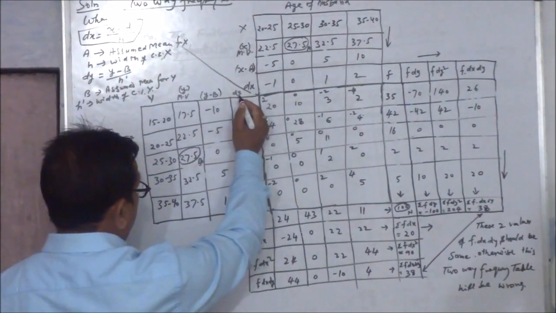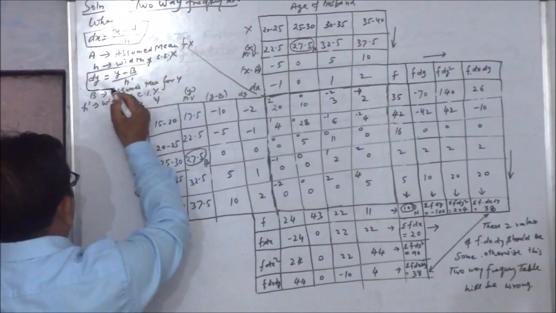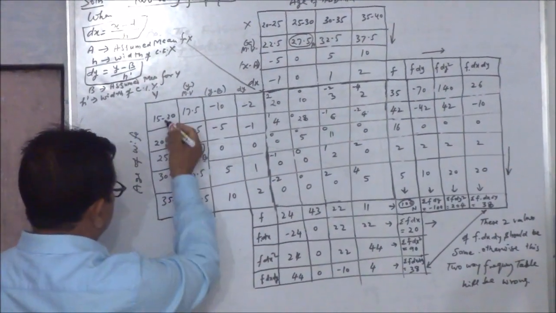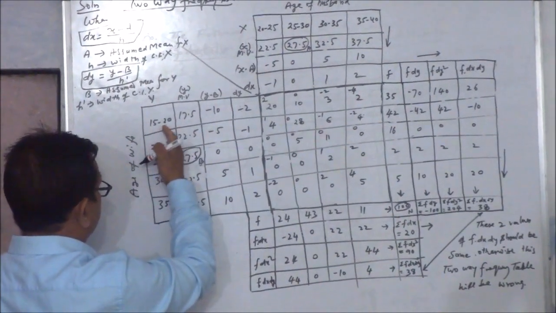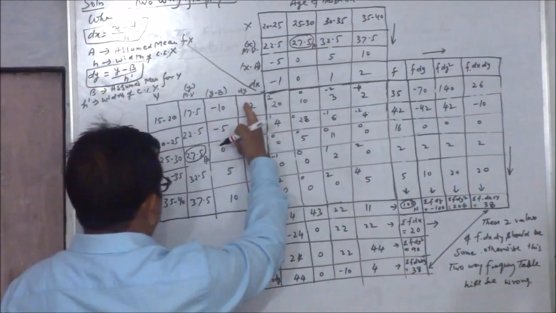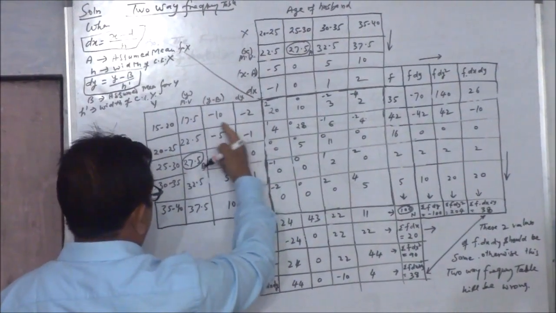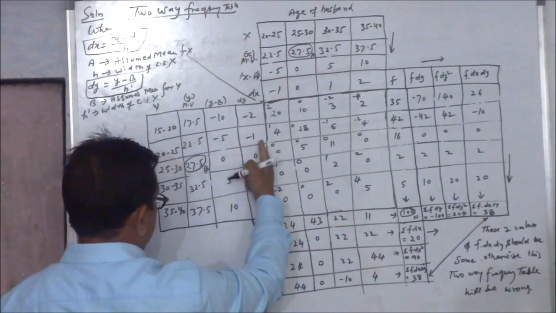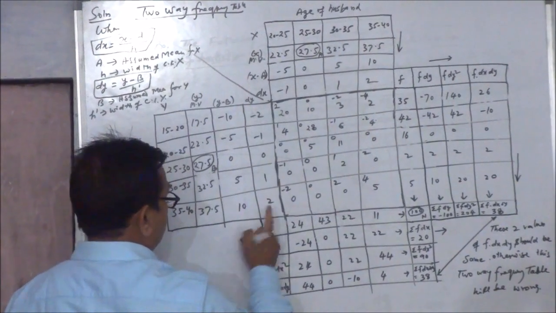The next column will be for dy. This is your formula: dy is equal to (y minus b) upon h dash. H dash means the width of the class intervals. Here the class width, from 15 to 20, is 5. So dy will be (y minus b) divided by 5. Minus 10 upon 5 is minus 2. Minus 5 upon 5 is minus 1. 0 upon 5 is 0. 5 upon 5 is 1. 10 upon 5 is 2.